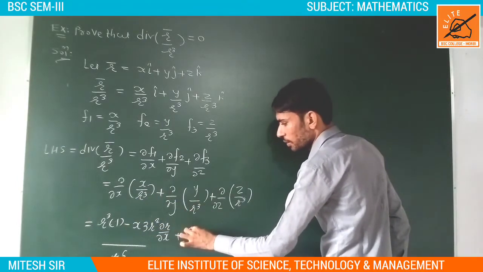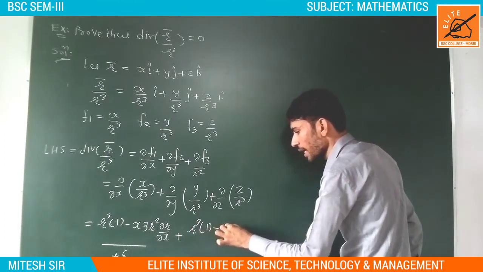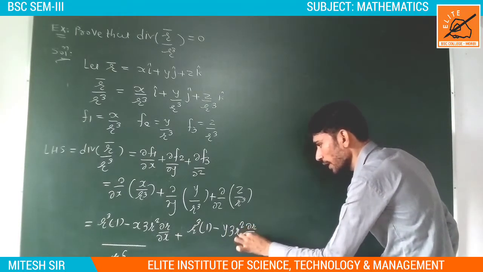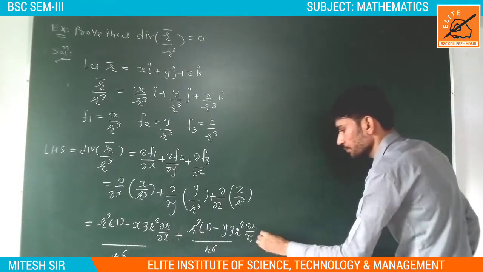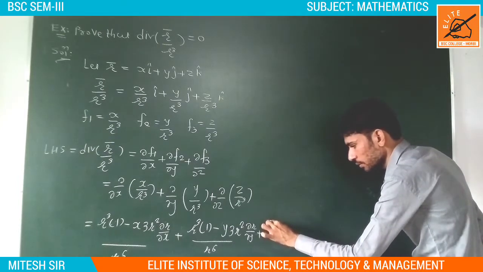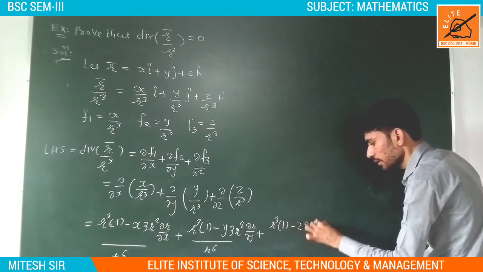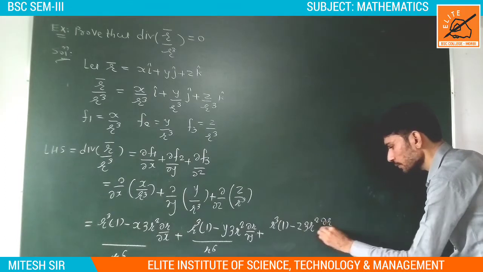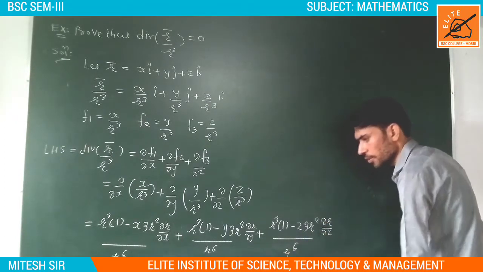Now in the second one, r cube as it is, derivative of y is 1, minus y as it is, r cube gives 3r square into del r by del y upon r raised to 6, plus with respect to z: r cube as it is, derivative of z is 1, minus z as it is, 3r square into del r by del z upon r raised to 6.